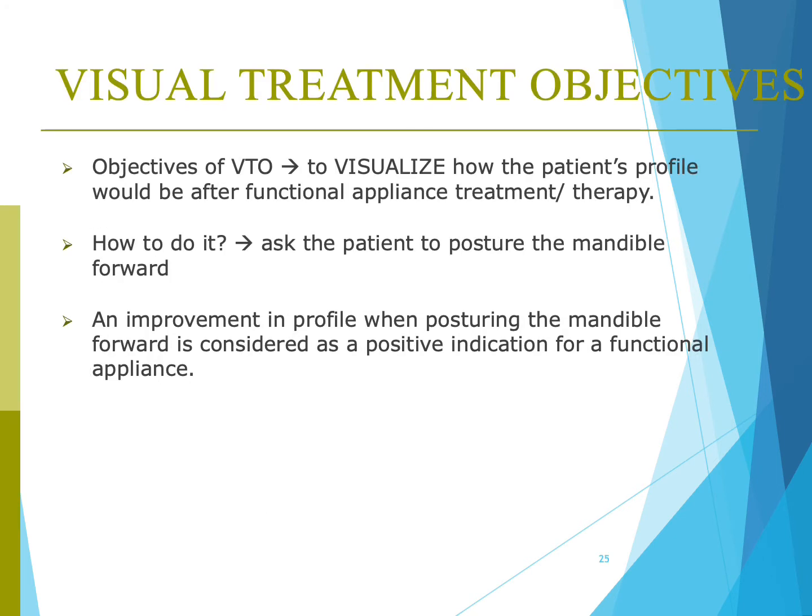The next one is VTO, or Visual Treatment Objective. The objective of VTO is to visualize how the patient's profile will be after the functional appliance treatment or therapy. How to do the VTO? It's very easy. We just ask the patient to posture the mandible forward. An improvement in profile when posturing the mandible forward is considered as a positive indication for our functional appliances.